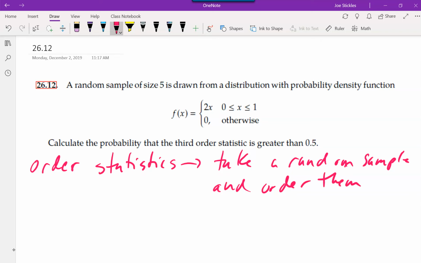All right, so in this case, you've got a random sample of size 5. If you think about order statistics, I would have a smallest, a second smallest, a third smallest, a fourth smallest, and a fifth smallest, or the biggest in this case. So when we're talking about the third order statistic out of a sample size of 5, there's probably a simpler name for that. What are we looking for? The median, yeah, the one in the middle, right?